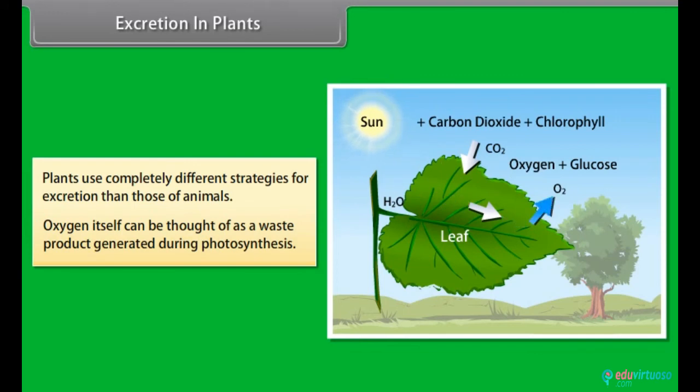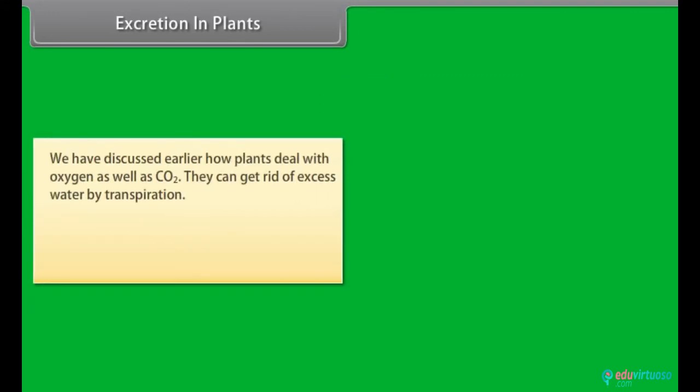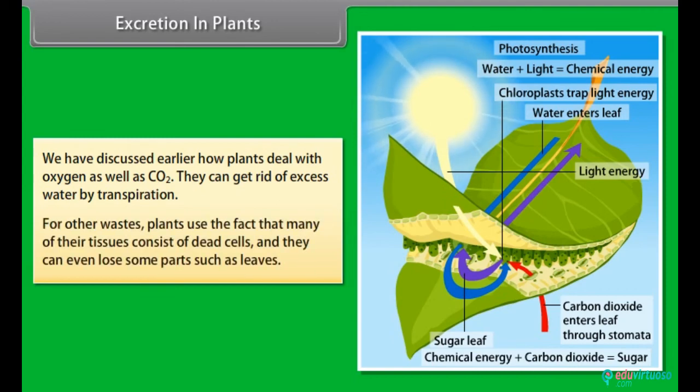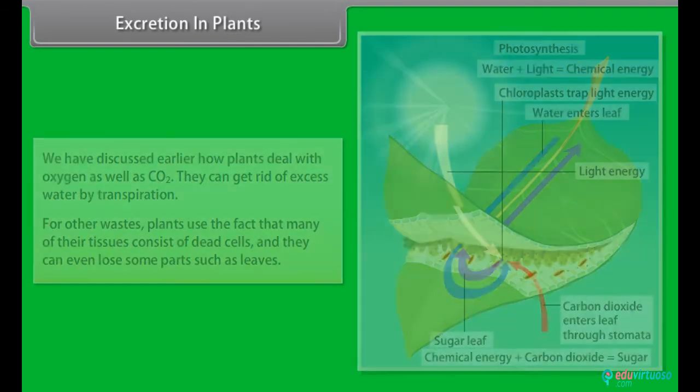Oxygen itself can be thought of as a waste product generated during photosynthesis. We have discussed earlier how plants deal with oxygen as well as carbon dioxide. They can get rid of excess water by transpiration. For other wastes, plants use the fact that many of their tissues consist of dead cells and they can even lose some parts such as leaves.